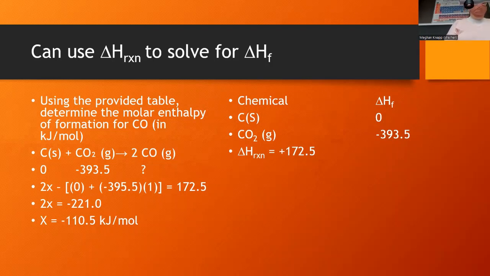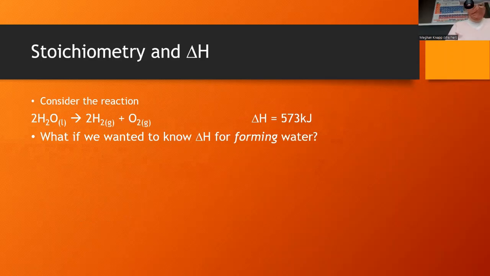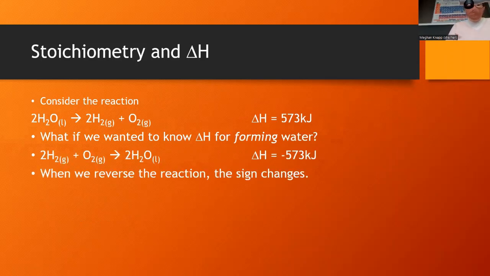All right, so for just 1 mole, you would end up with negative 110. And I will post this slideshow, so if you want to try this out on your own, make sure you can do it. All right, so we said that if we reverse the reaction, we change the sign. That is also going to be necessary for the next thing we're going to do, which is Hess's law.